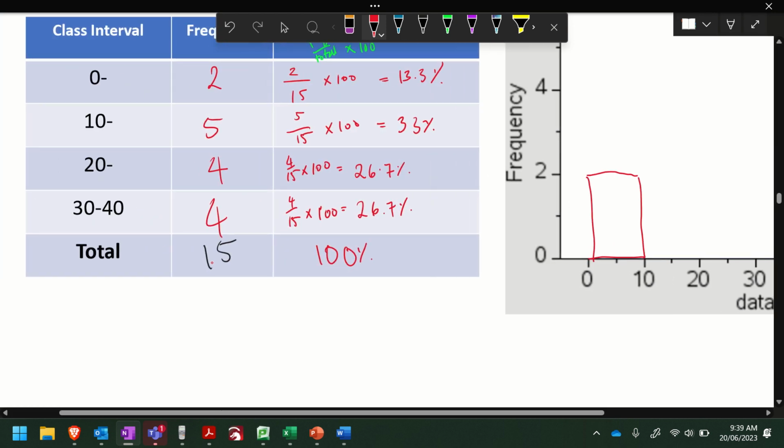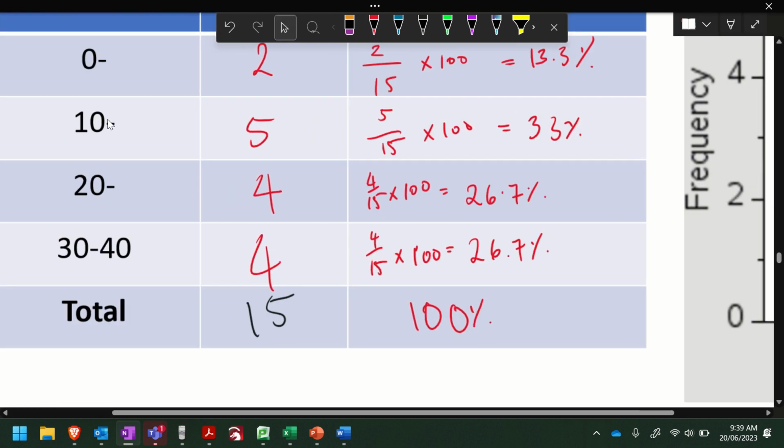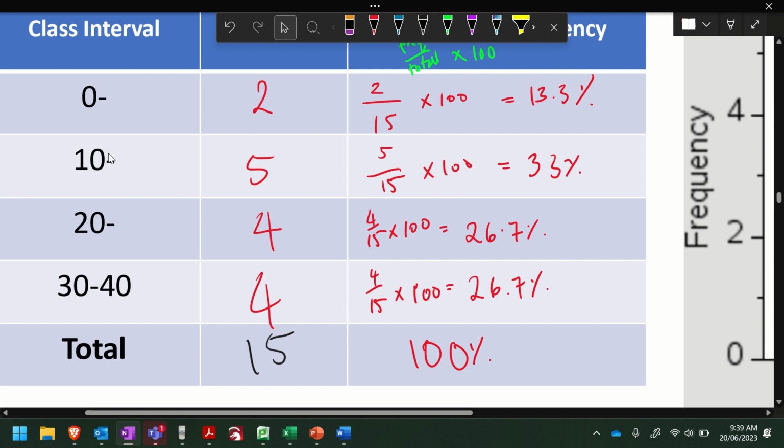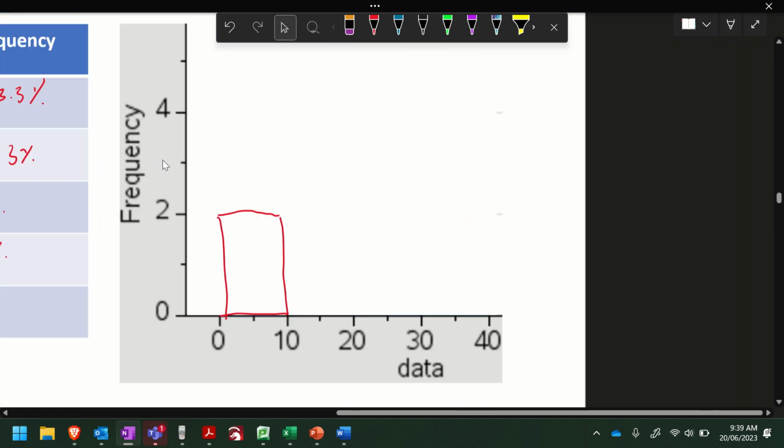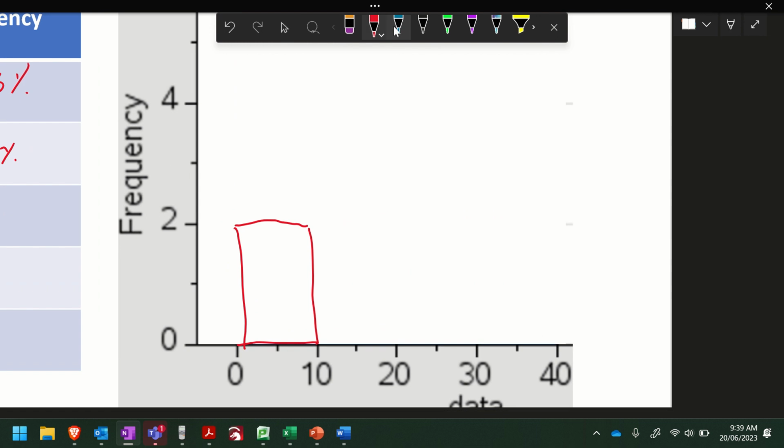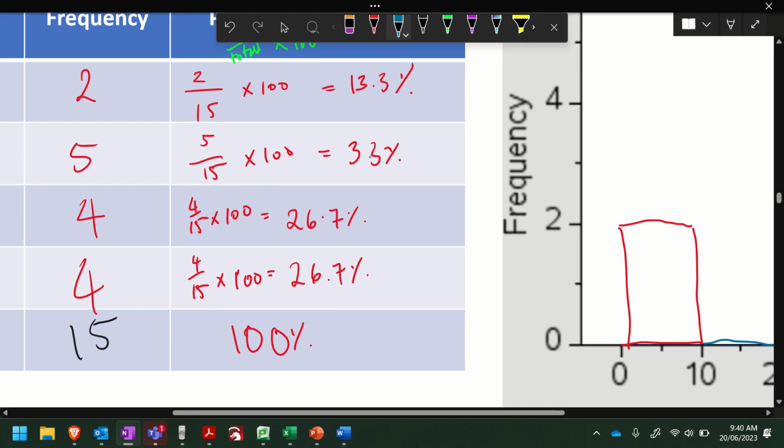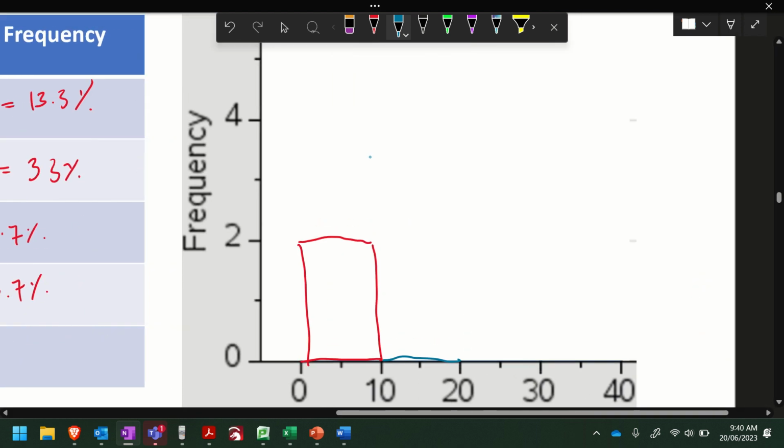Next one. Okay, what is this saying, guys? 10 to what? 10 to 19, yeah? Not 20, 10 to 19. So that means on my bar, just keep that in mind, but I'm going to draw 10 to 20 here anyway. But just remember, it's 10 to 19. I have a frequency of 5. So your bar should just go up to 5. So I'm going to draw my line up there.